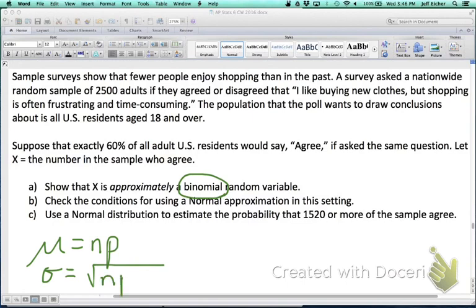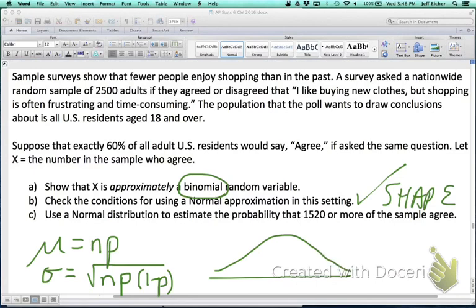N times p times 1 minus p. And we know the shape because in part B we just calculated the shape of the distribution. The shape we're saying is roughly normal. So with my handy dandy calculator, 2500 times 0.6, that's a mean of 1500. The standard deviation we would get is about 24.5.